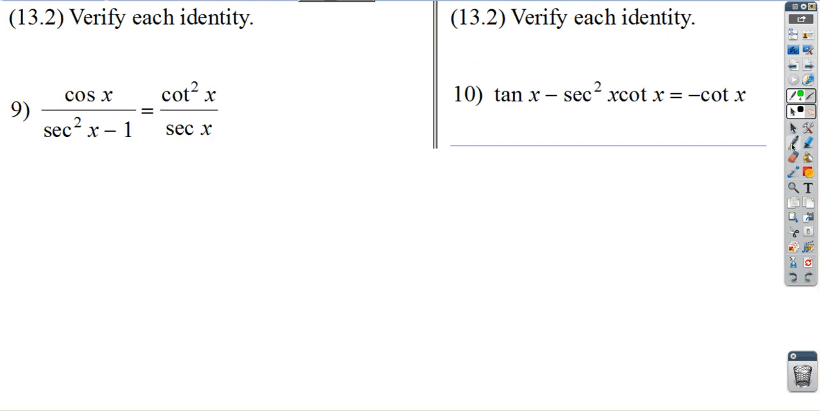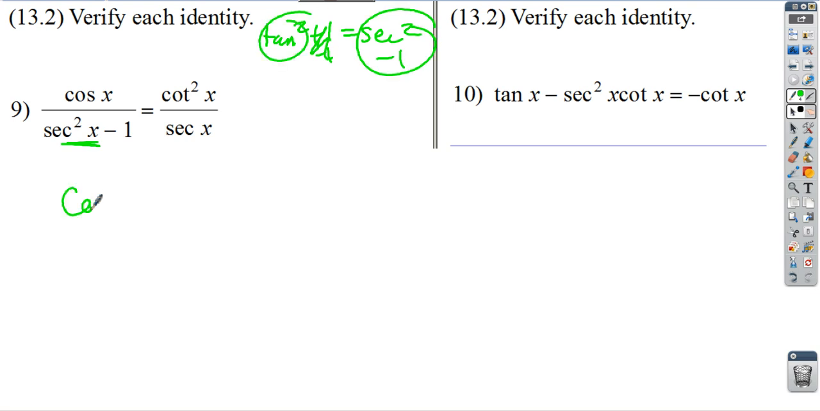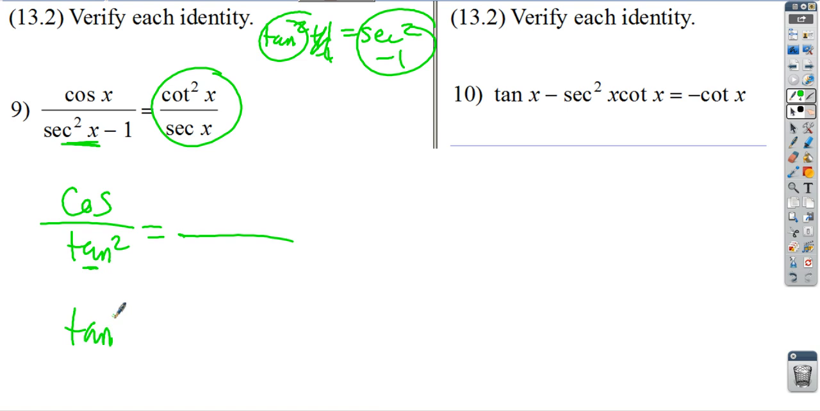Alright, number 9, take the more complicated side, that's the left side. Try to make well-known identities appear. This one is a well-known identity, we just used it. So tan squared plus 1 equals sec squared. We subtract 1. That means this thing is equal to tan squared, so I'm going to replace the bottom of this with tan squared. And we want it to equal this thing. Well, it's not actually that hard to do that. We want to make a cotan squared appear, and these are reciprocals. So we know that tan squared equals 1 over cotan squared.